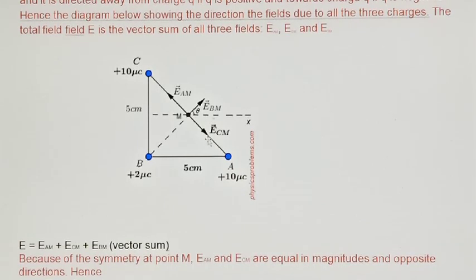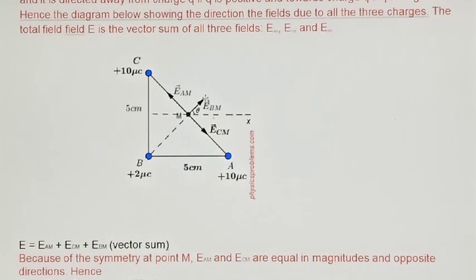So ECM is the electric field vector at point M due to 10 microcoulomb placed at C. EAM is the electric field vector at M due to the 10 microcoulomb charge placed at A. Similarly EBM is the direction of the electric field vector at point M due to the charge 2 microcoulomb placed at B.